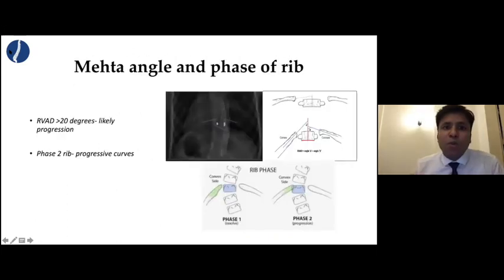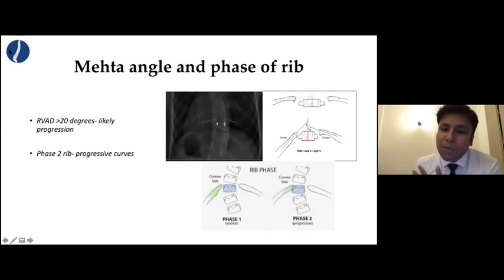Also, you should know about Mehta angle and phase of rib. Now, examiners are very, very fond of asking what Mehta angle is, what phase of the rib is, because these have been known for a long time and they do have a bearing on the prognosis. So Mehta angle is an angle that is made between a line that is perpendicular to the end plate of the apical vertebra and a line along the rib head and the neck. The angle on the concave side minus the angle on the convex side. If it is more than 20 degrees, that's likely to progress.